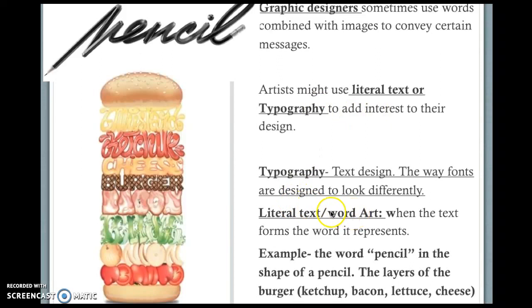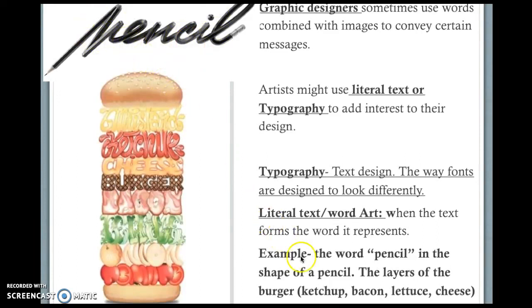So what is word art or literal text, what we're going to talk about for our next project? When the text forms the word it represents, that means it's literal text. It literally is the text. The picture is the text. So for example, the word pencil in the shape of a pencil, like this picture right here. This picture is just a really long pencil from start to finish, but it forms the word pencil. So the text and the object are the same.